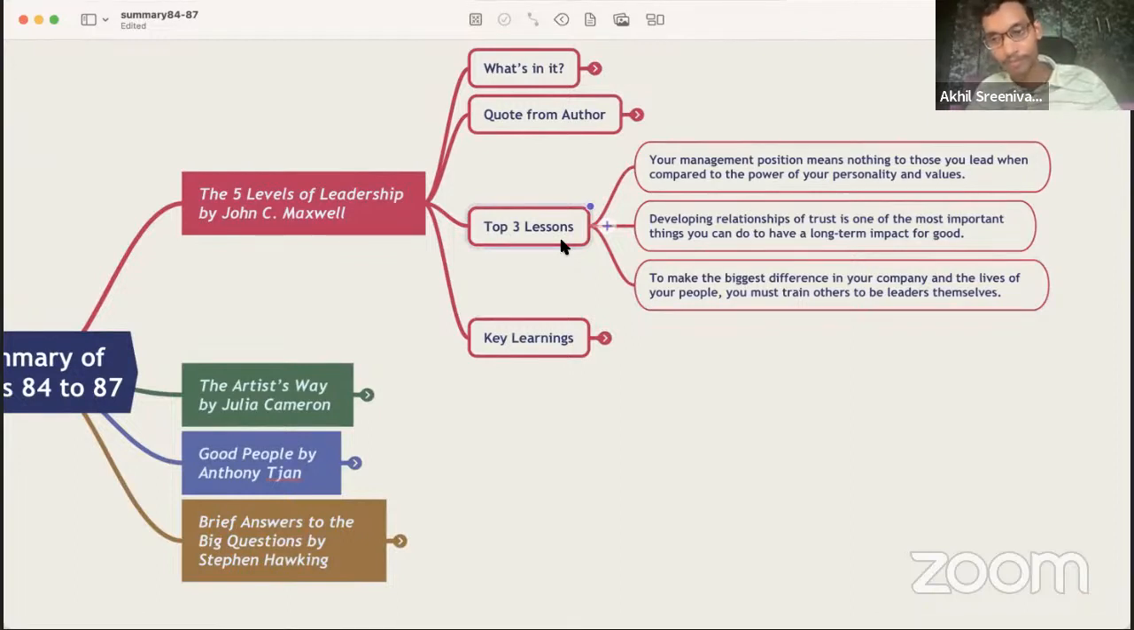Let me repeat again. Your position has less value than your personality. Your personality has higher value. Develop trust, which will help you to have long-term impact. And the third powerful lesson is train others to be leaders themselves.